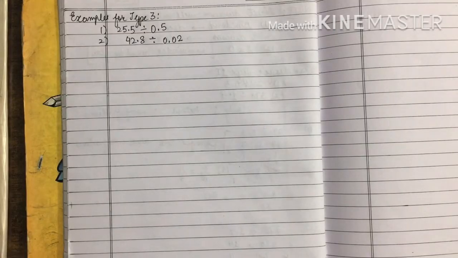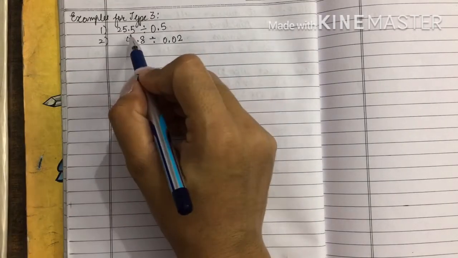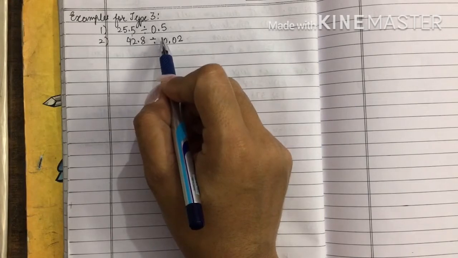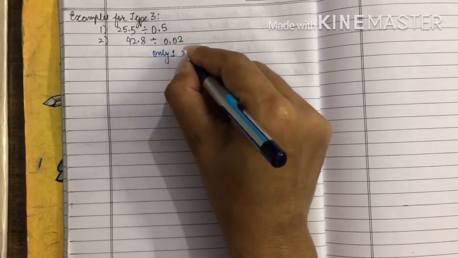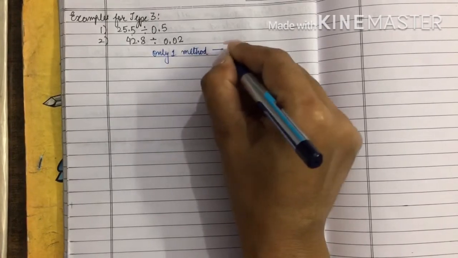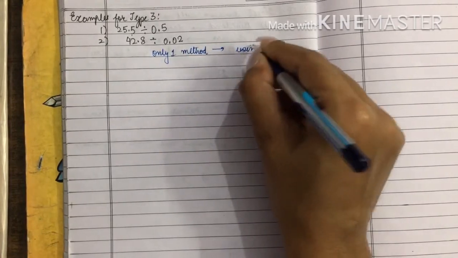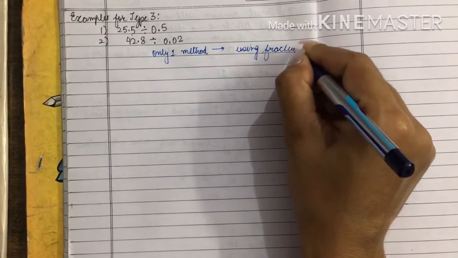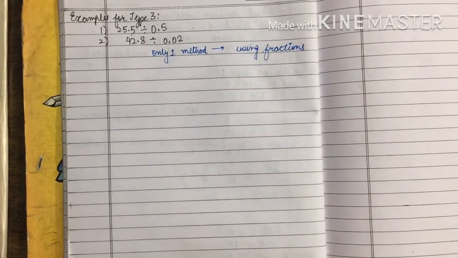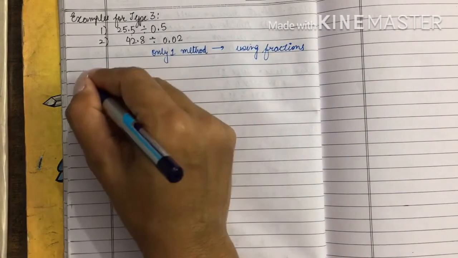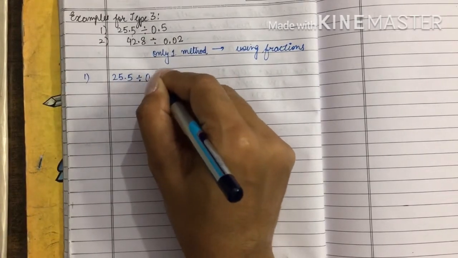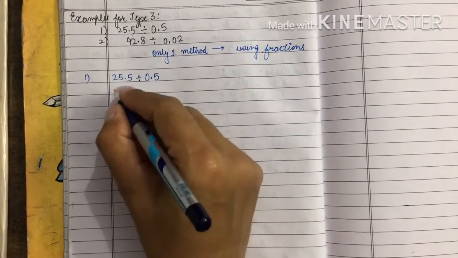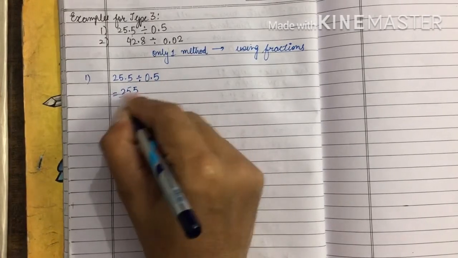These are the examples for type 3, where I have a decimal number divided by a decimal number. So in this case again there is only one method, that is using fractions. So by now you must be aware what I'm going to do. For the first part, 25.5 divided by 0.5, let's change both into fractions.